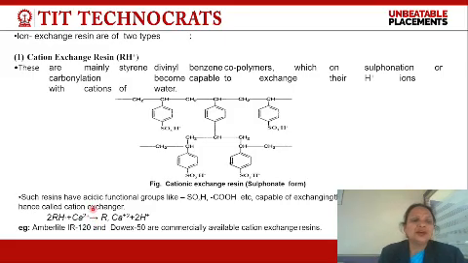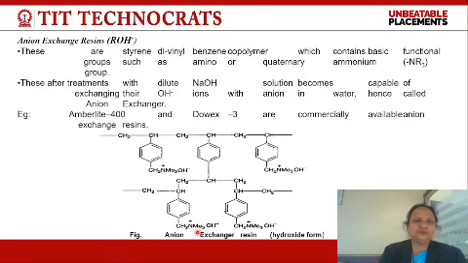If we discuss the commercial names of cation exchanger, Amberlite IR120 and DOX50 are commercially available cation exchanger resins. And this is the anion exchanger resin. Anion exchanger resin have the OH ion which is capable of exchanging anions. These are styrene divinyl benzene copolymer. If you remember, both the polymers are the same in cation exchanger resin and anion exchanger resin. Only the functional groups are different. It contains basic functional groups like amino, quaternary ammonium, etc.